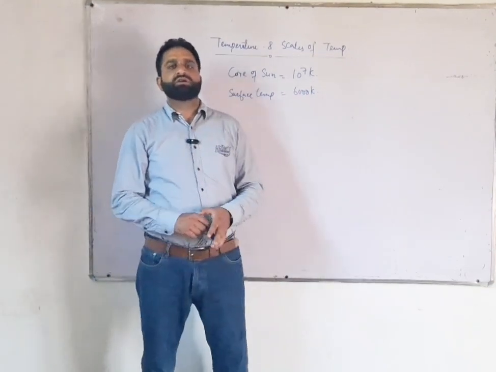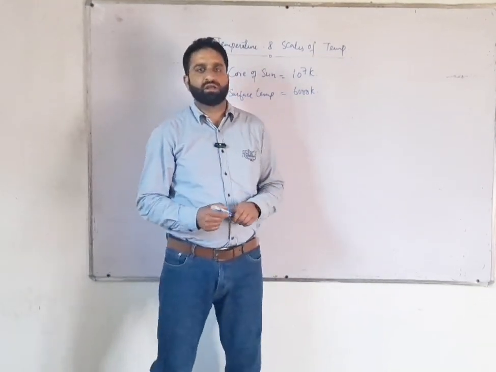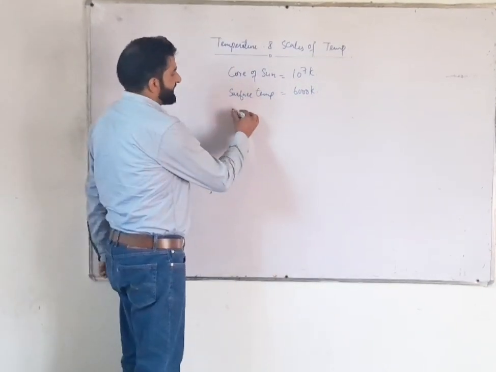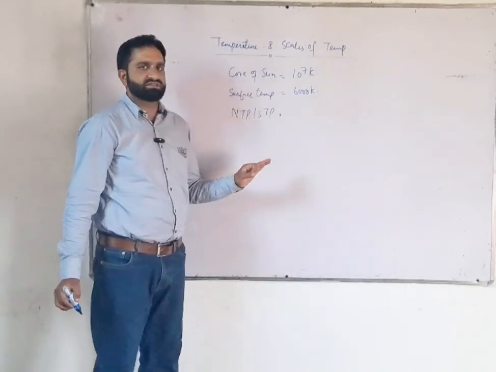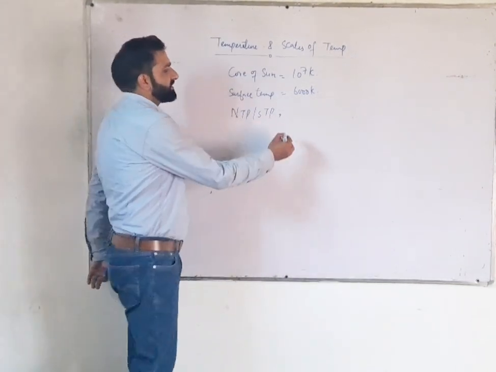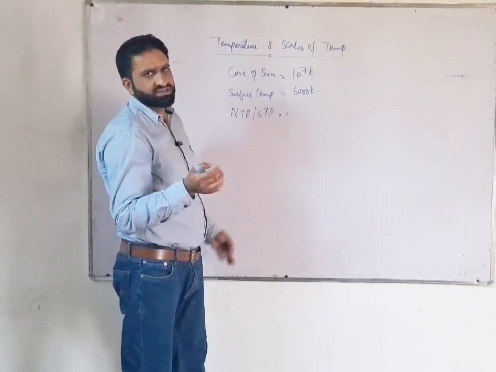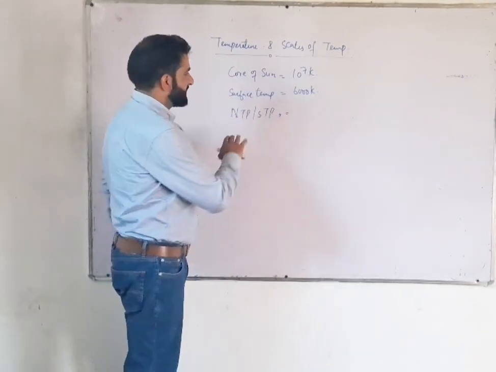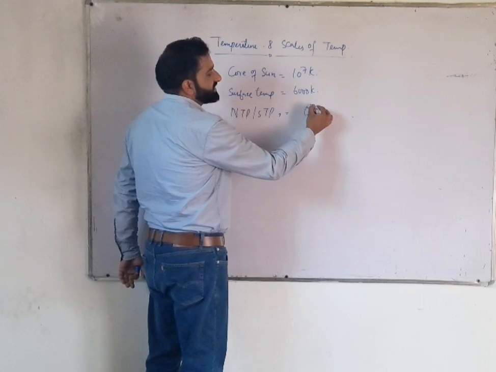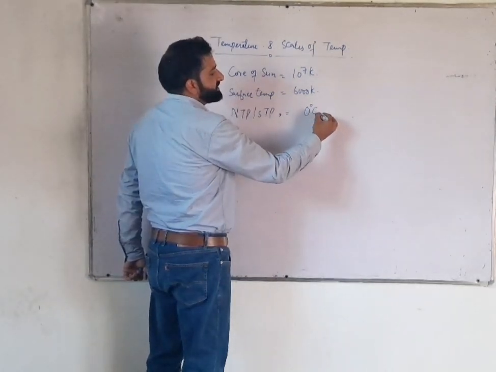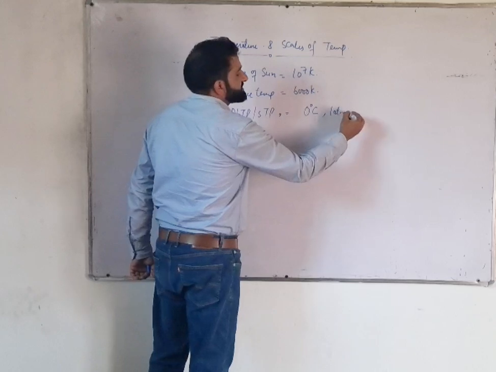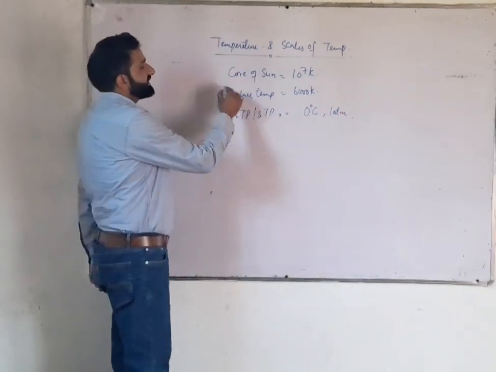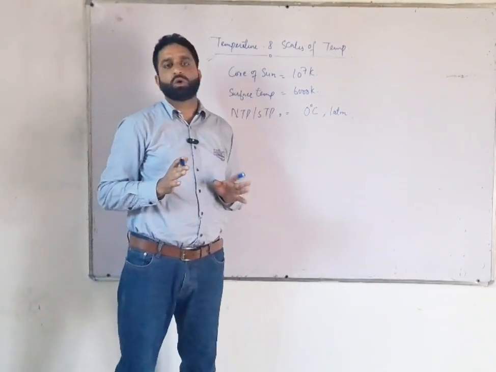The temperature is measured by an instrument called a thermometer. We also use NTP and STP. NTP and STP are normal conditions of temperature and pressure, and standard conditions of temperature and pressure. They are almost the same with a minor difference, but we will take them as the same. Here, the temperature in both is 0 degrees Celsius and the pressure is 1 atmosphere. Temperature is one of the 7 basic physical quantities.